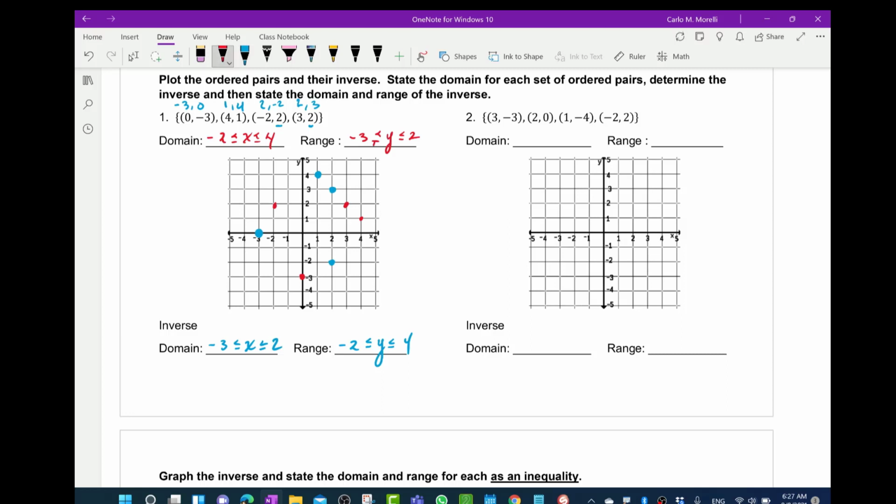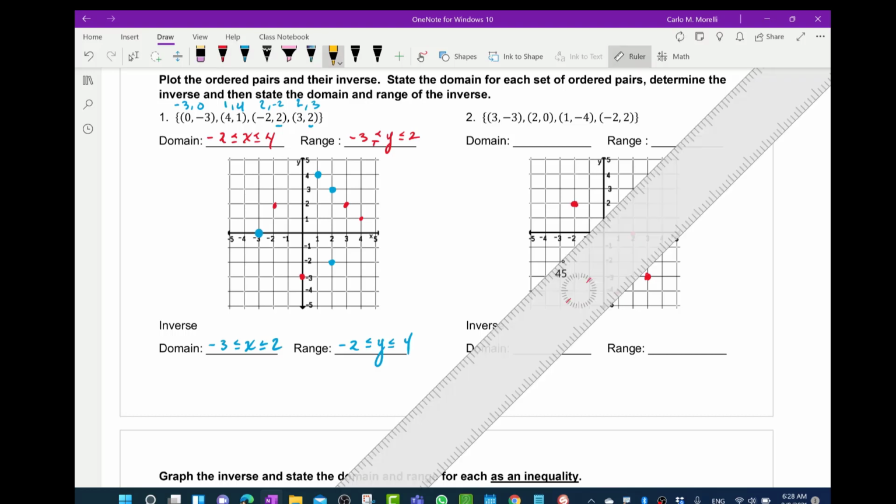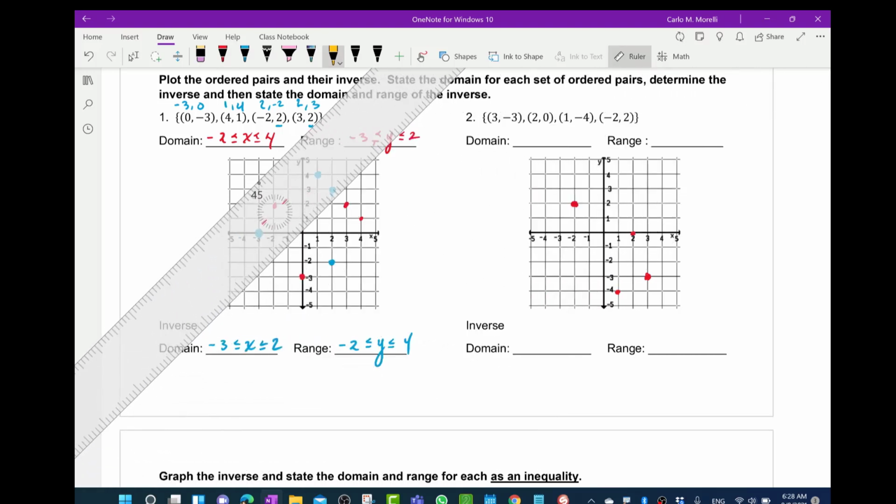Alright, so let's blow through this one. 3 comma negative 3 right here, and 2 comma 0 right here, 1 comma negative 4 here, and negative 2 comma 2 here. Okay, so one thing I didn't do is plot y equals x, so you can see the reflection. Let's always do that.